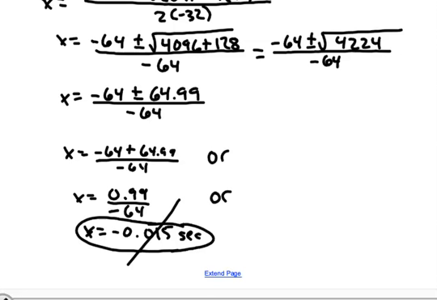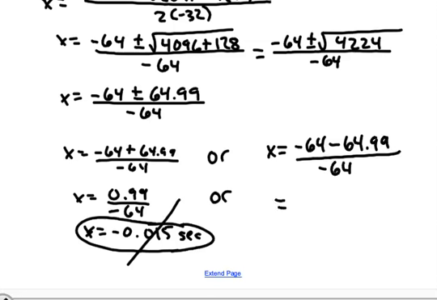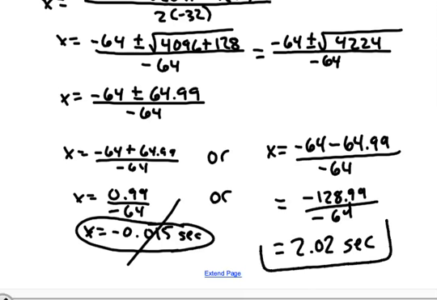Oops. So, or we could use the negative sign, negative 64 minus 64.99. That's over negative 64. Now we're going to get a negative over a negative. So this would be negative 128.99 over negative 64. So let's plug that in. And you get about 2.02 seconds after the ball is kicked. So 2.02 seconds after it's kicked, it would be hitting the ground.